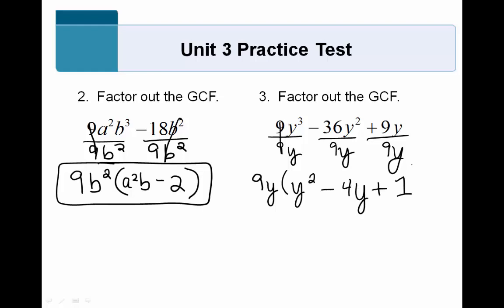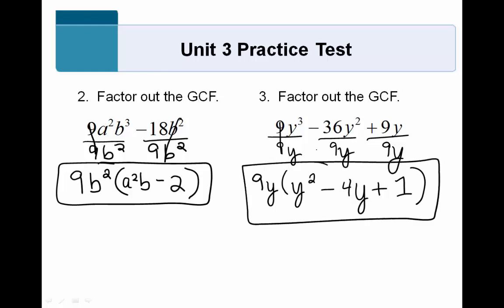Don't be tempted to leave that as 0, okay? 9y divided by 9y is 1. And since it just says factor out the GCF, I'm not going to bother to try to factor that trinomial. I believe it's going to factor.